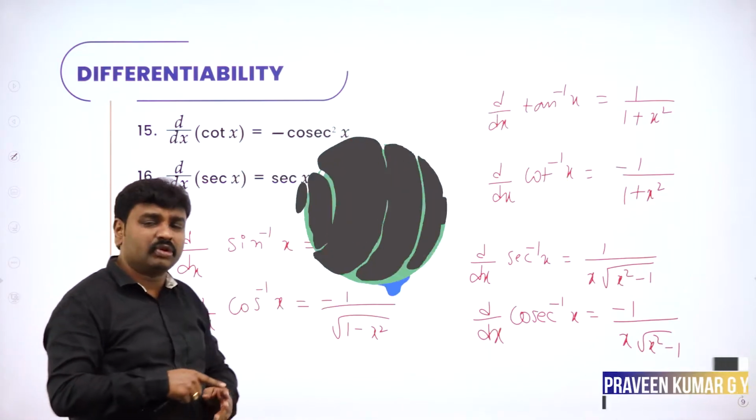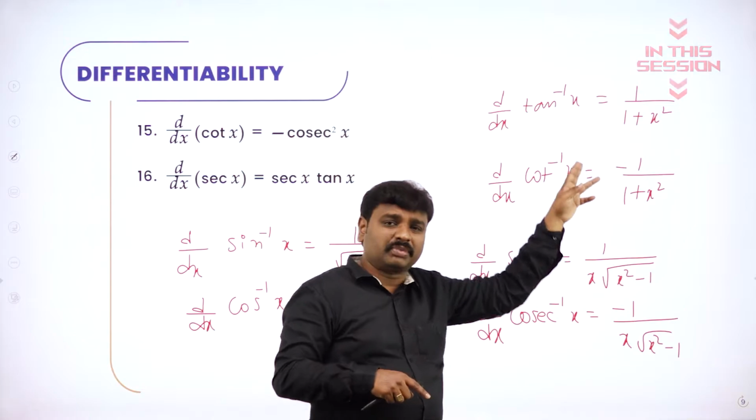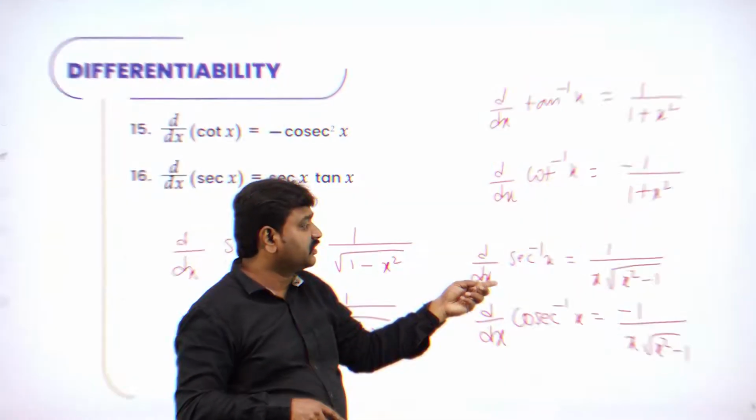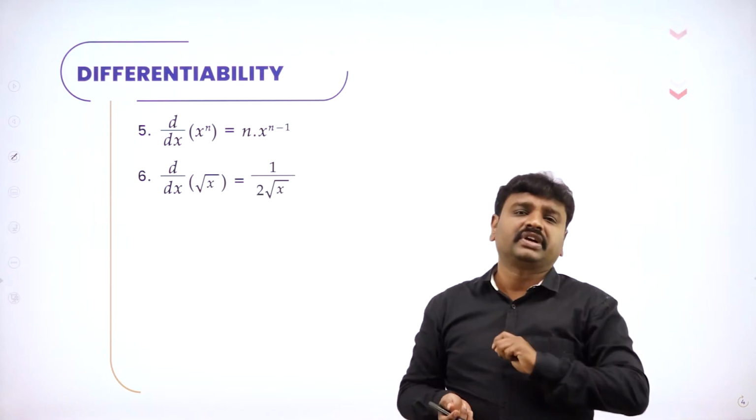Negative 1 by root of 1 minus x square, tan inverse is 1 by 1 plus x square, cot inverse is minus 1 by 1 plus x square, and secant inverse x.